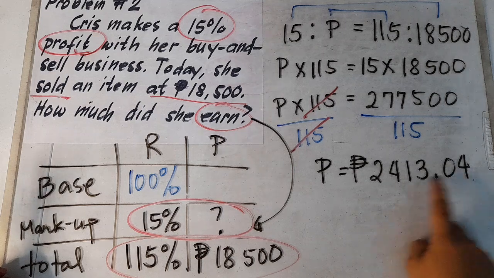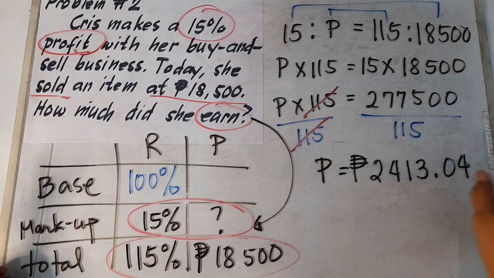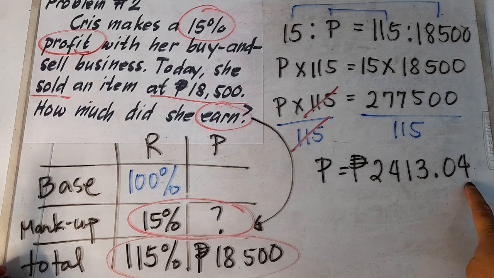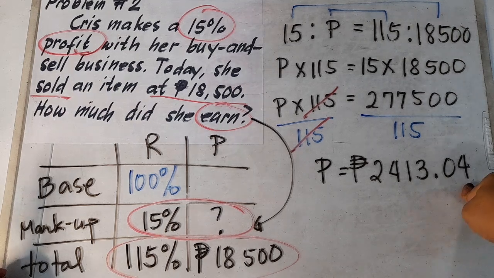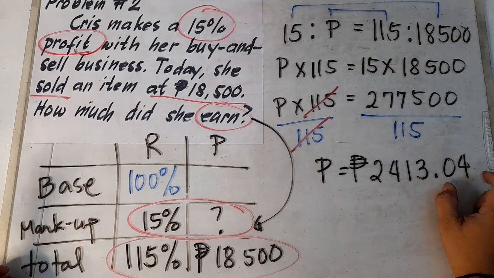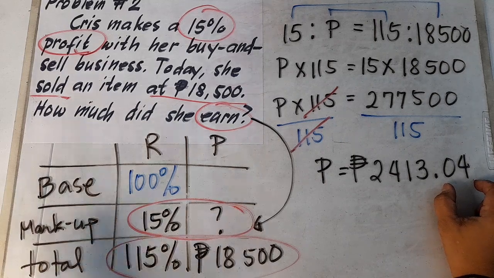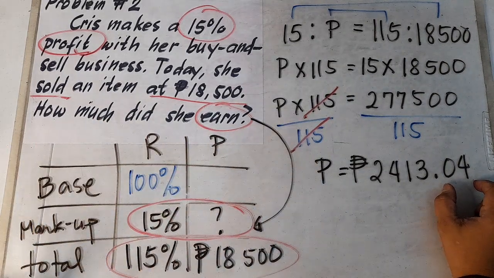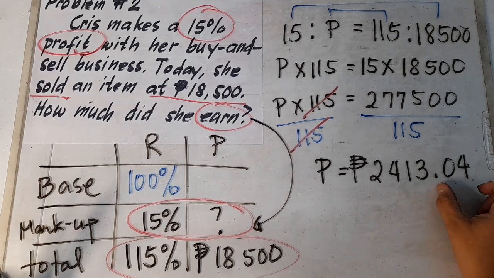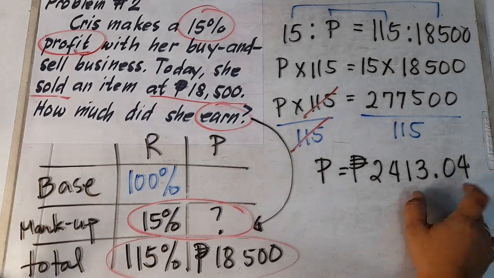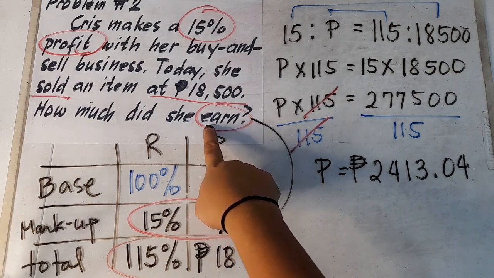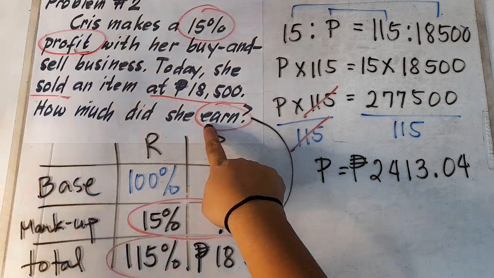Okay? We do not read this as 2,413 pesos and 4 cents. Hindi natin binabasa ito as 4 cents. Ang basa natin dyan ay 4 centavos. Kasi yun ang ating monetary unit. Wala tayong cents. Sa pesos, ang banggit natin sa decimal part ay centavos. So, this is 2,413 pesos and 4 centavos. Ano tong sagot natin? Yan yung kanyang earning. Yan yung kanyang kinita. Okay? That's her profit from selling the item.